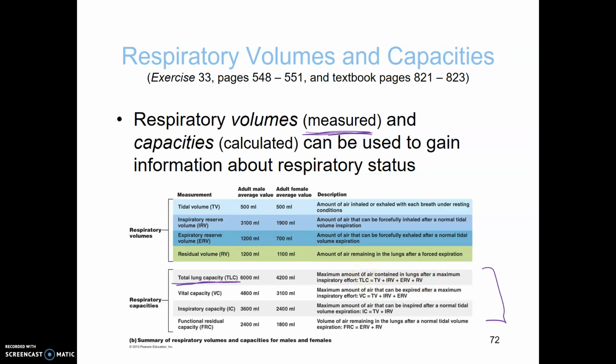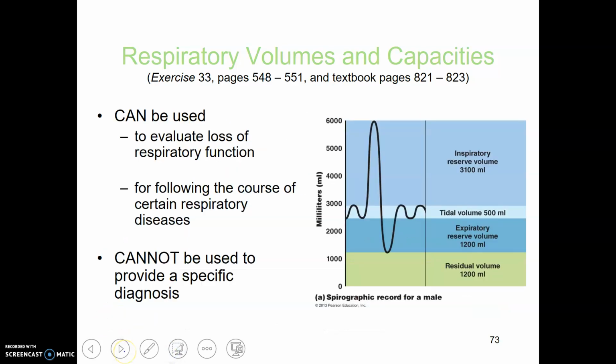Your vital capacity is the maximum amount of air that you can exhale after a maximal inhale. Again, we can't measure that by itself. We have to look at all of these values in order to get that. So volumes are what we can directly measure. Capacities are what we calculate. So let's look at them.